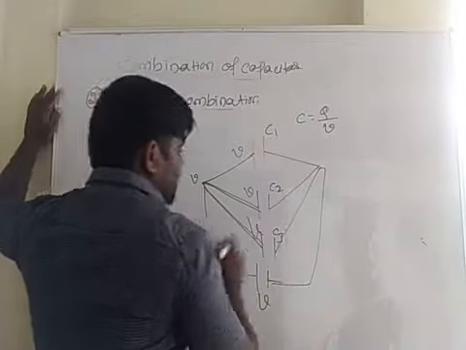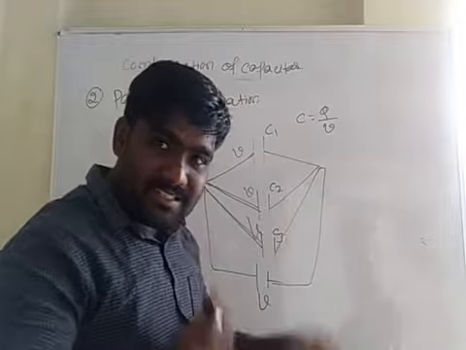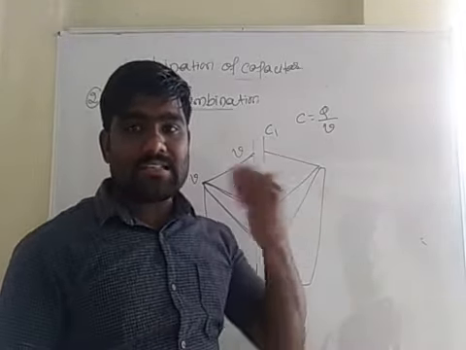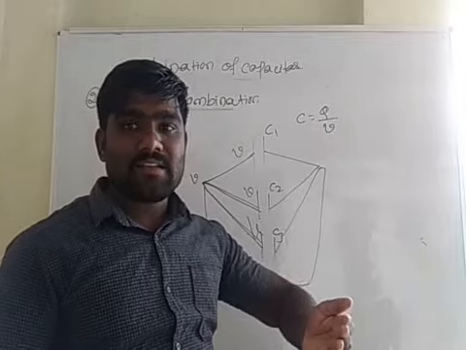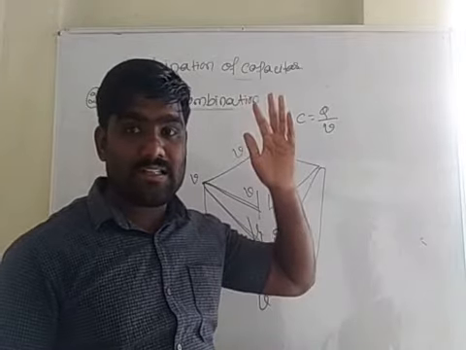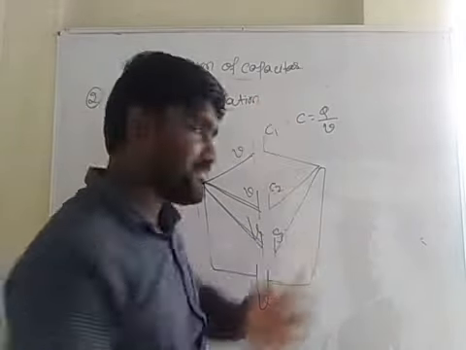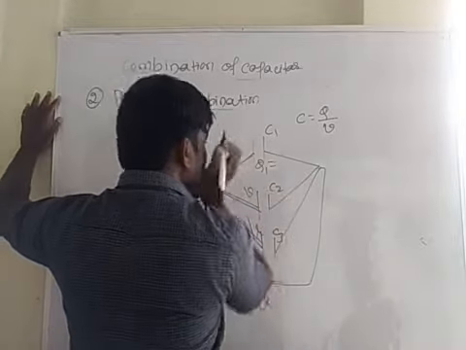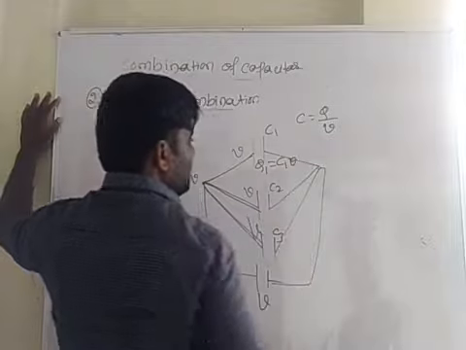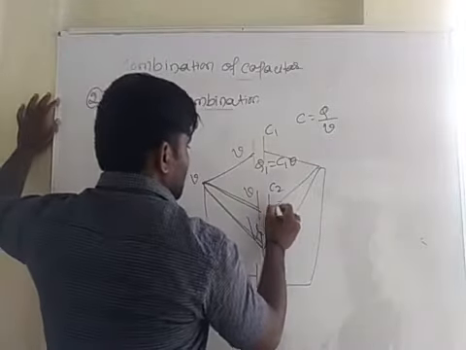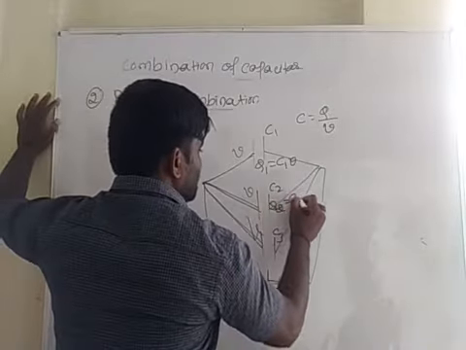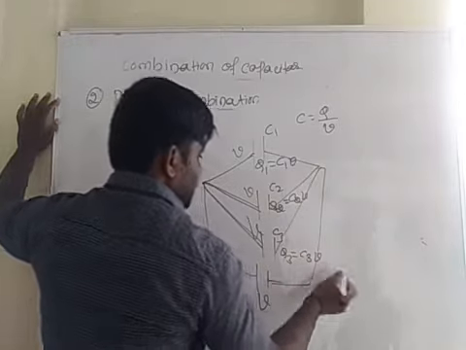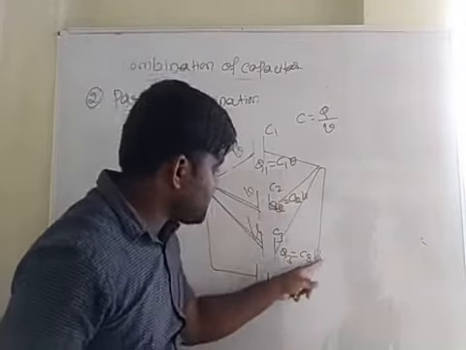C1, C2, C3: if capacitance is changing, ultimately what happens? Are the charges also changing or not? As the capacitance increases, the charge also increases. So here Q1 is equal to C1V, Q2 is equal to C2 into V, and Q3 is equal to C3 into V. See here, V is the same.